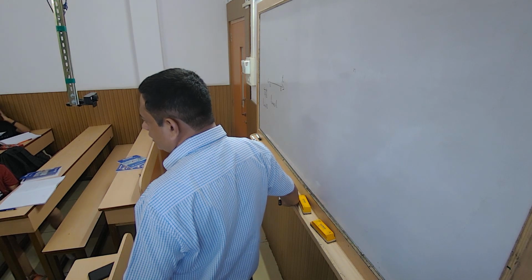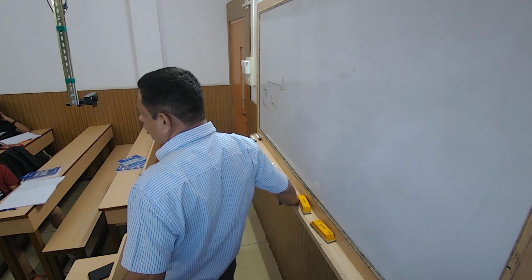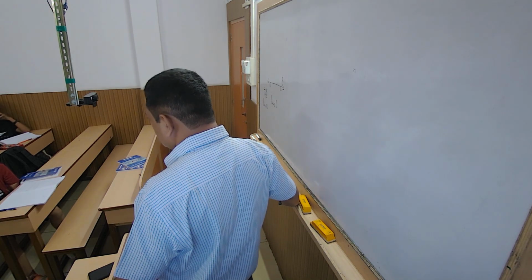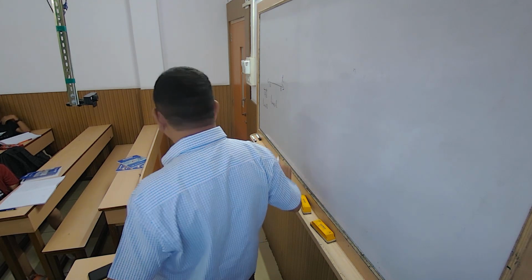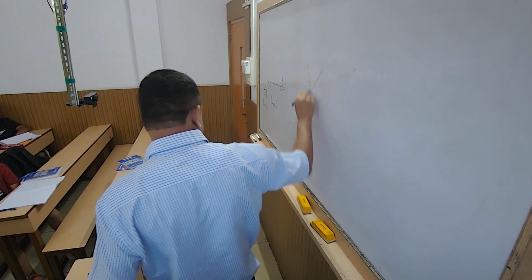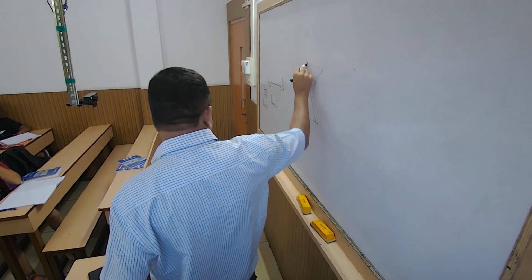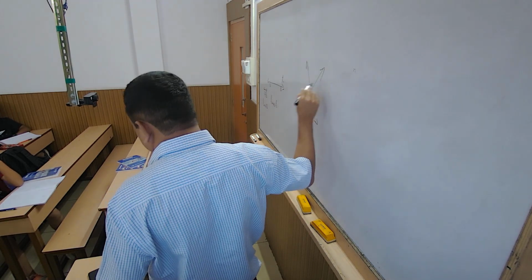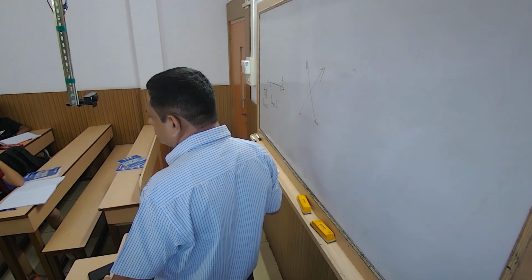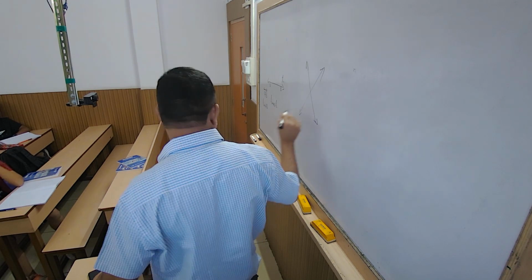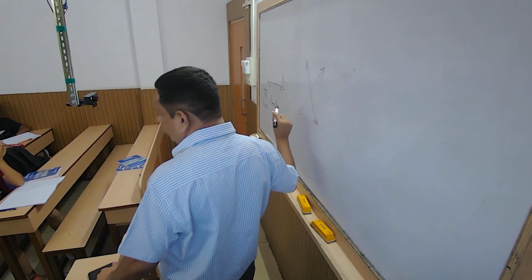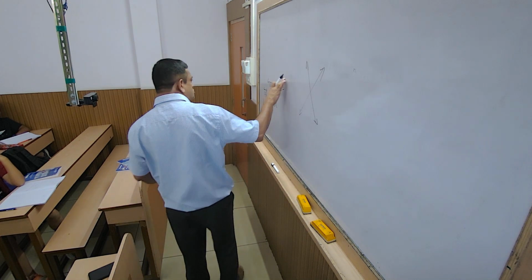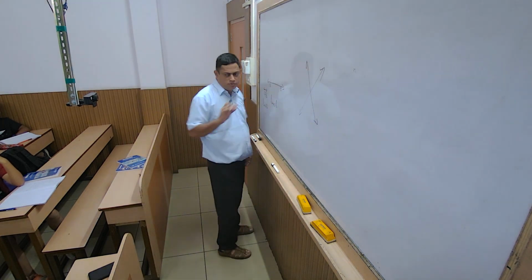Do you know what is meant by parallel lines? They do not meet at any point. Intersecting lines intersect each other. At how many points? At only one point, which is intersecting. Do you know what overlapping means? One on the other, the same line only. This is an overlapping line: two lines, the same line.